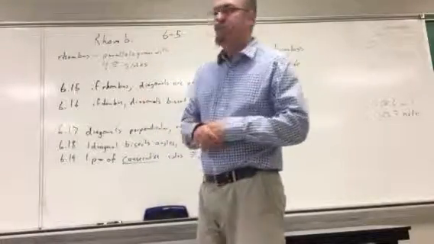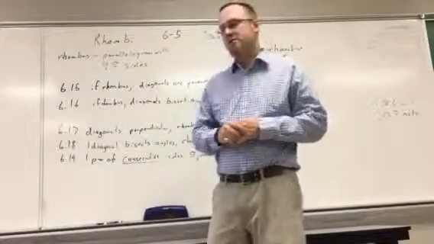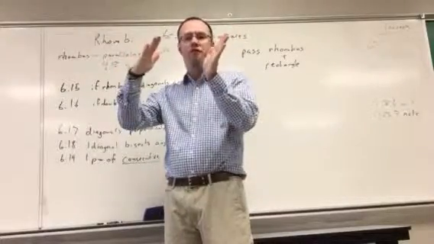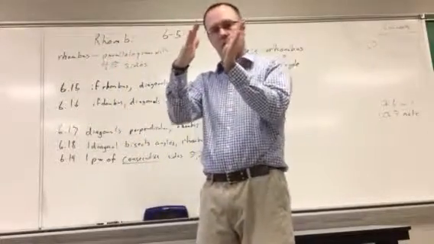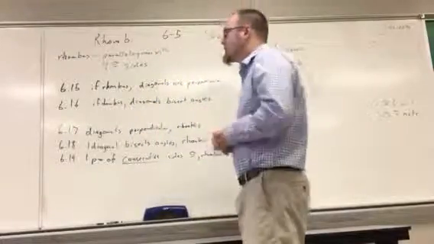So what we're dealing with first is the rhombus. The rhombus is a parallelogram with four congruent sides. So we're still dealing with the tilt of the parallelogram, but now we've come a little bit closer together, and all four of these sides are congruent.